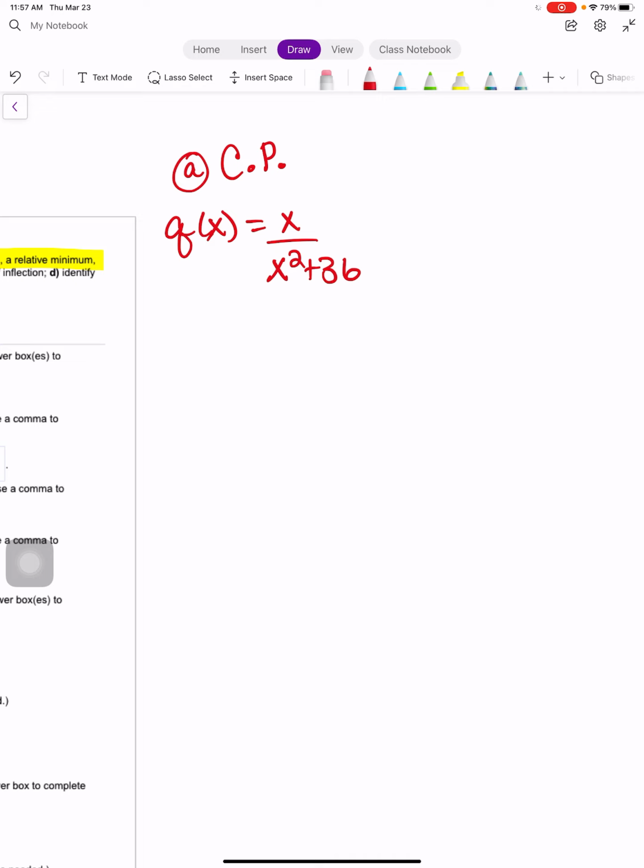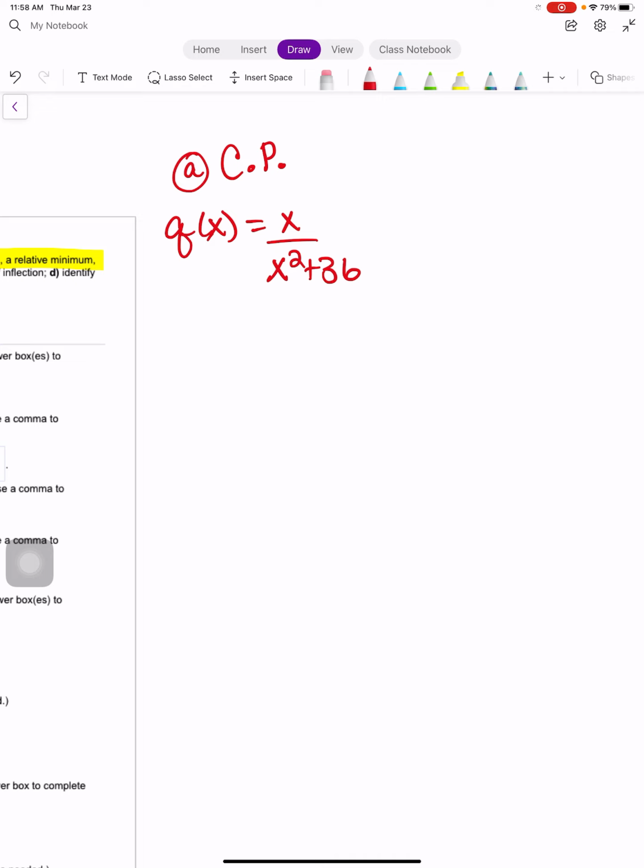Or in other words, what I'm getting at is sometimes we have vertical asymptotes, and those asymptotes can show up when we're looking for our critical points. And they're not necessarily a max or a min or an inflection point. Sometimes they are vertical asymptotes.